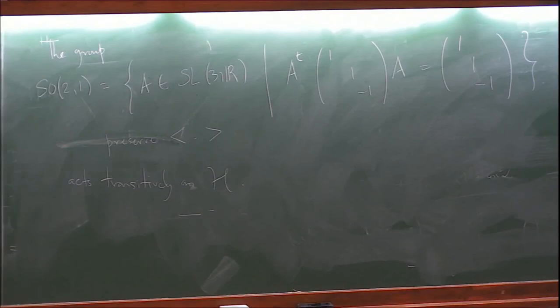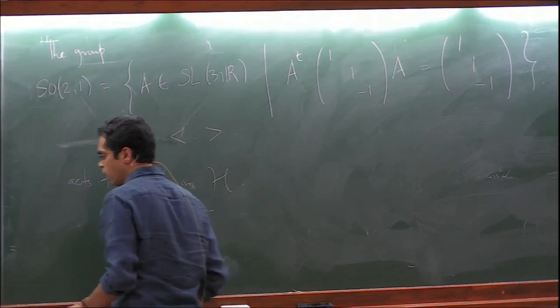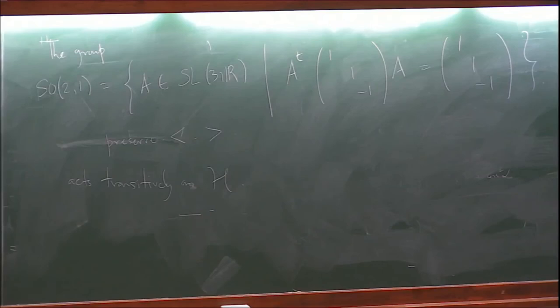So how do you show it acts transitively? Well, let me write down two 3x3 matrices.